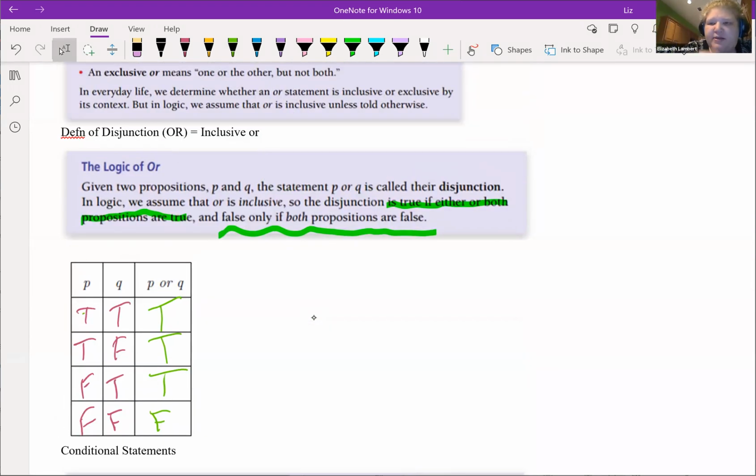All right, we're going to cut this one there, and then I'll do the next one because conditionals are a little bit longer.